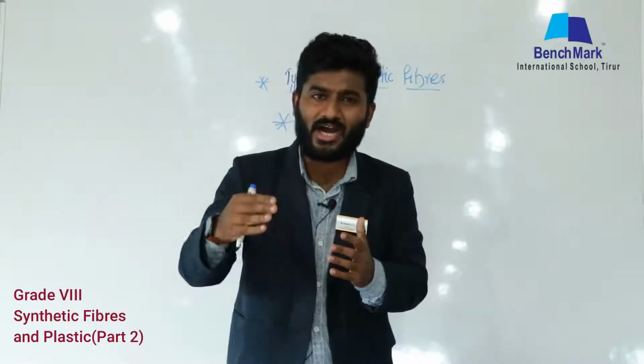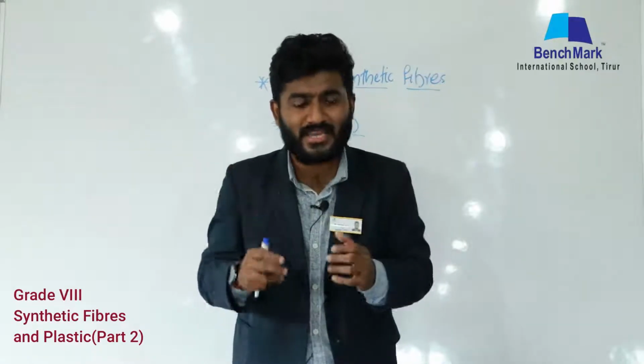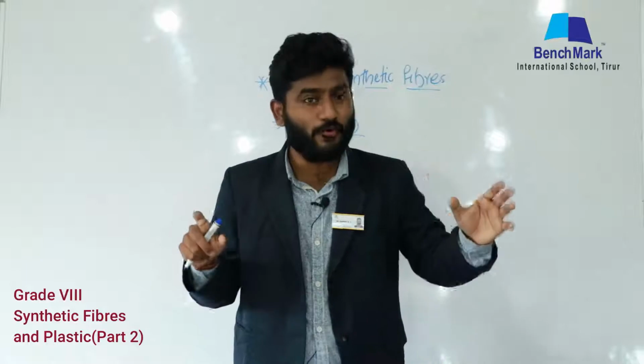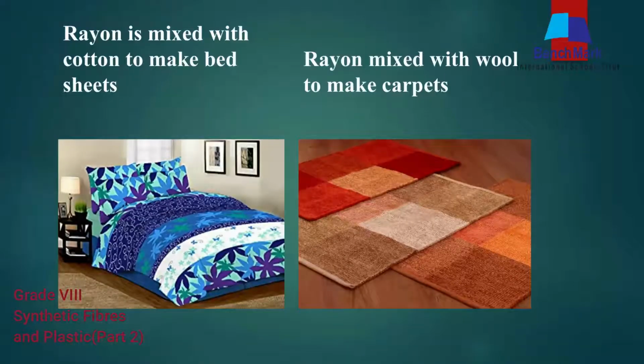Rayon can be mixed with other types of natural fibers. If you combine rayon with cotton, we can use that mixture for making bed sheets. While if you combine rayon with wool, we can use that combination for preparing carpets. So in a nutshell we can say that rayon is the best replacement for natural silk. That is why it is known as artificial silk.